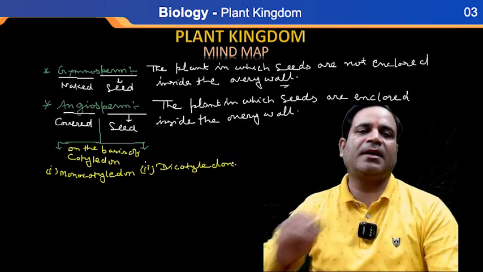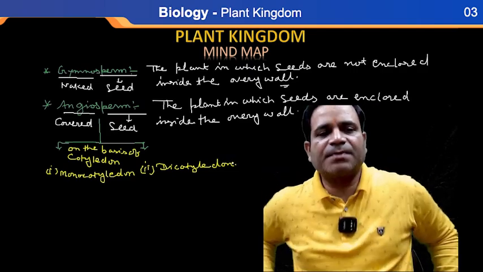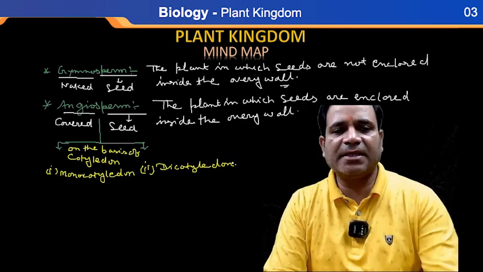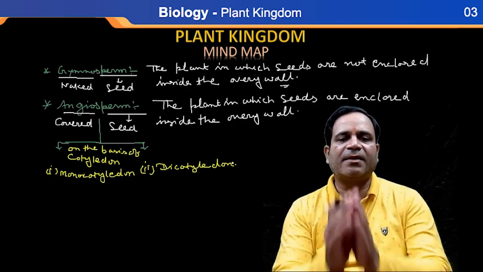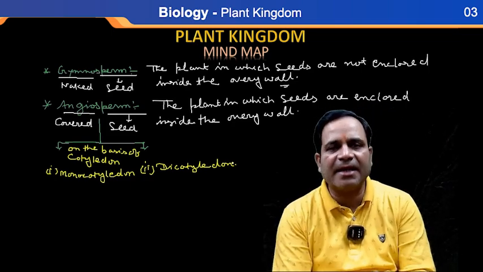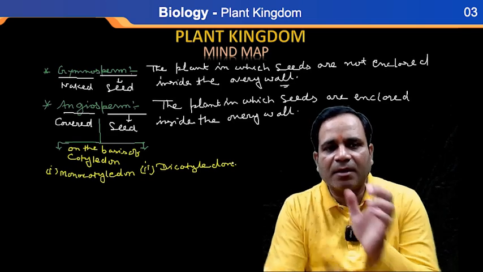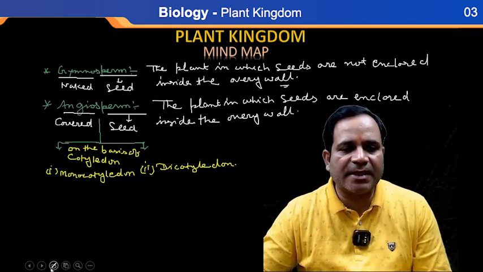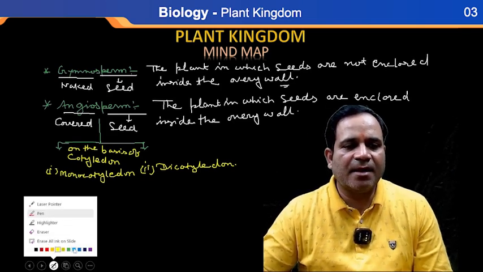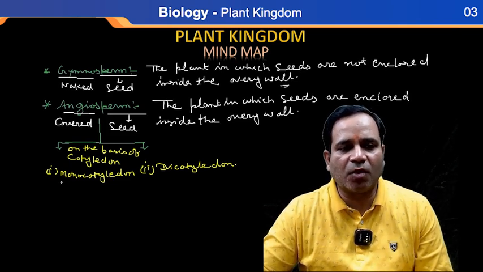Dicotyledon. Correct? So see, here the angiosperm can be further divided into two parts. One is monocotyledon. The second one is dicotyledon. If I'm saying monocotyledon, it means they have only one seed leaf. So what I'm saying to you is, here mono means what?